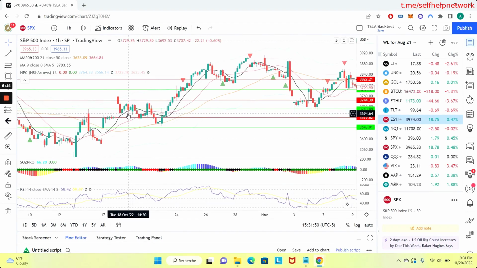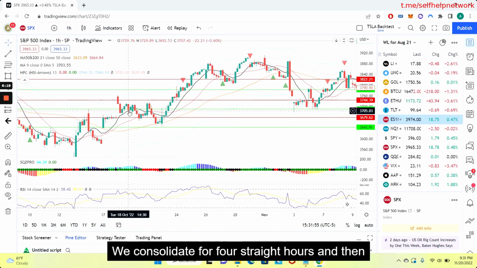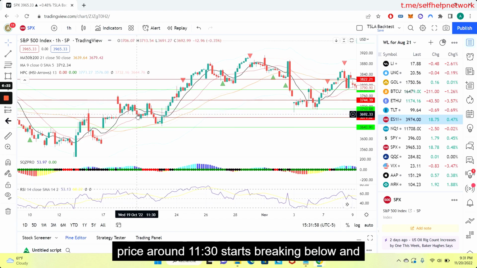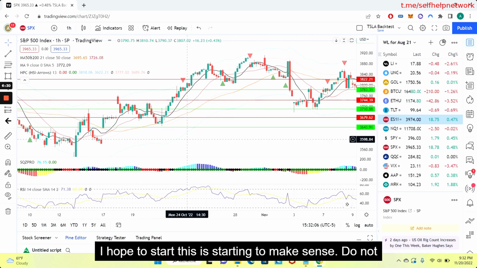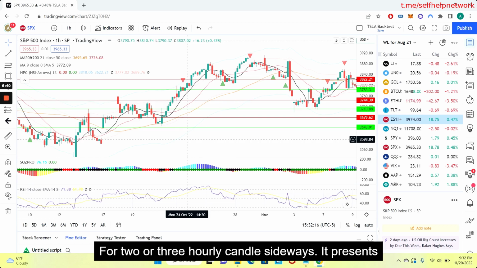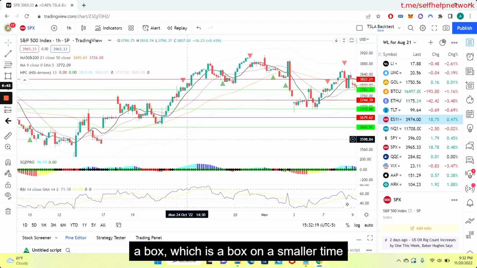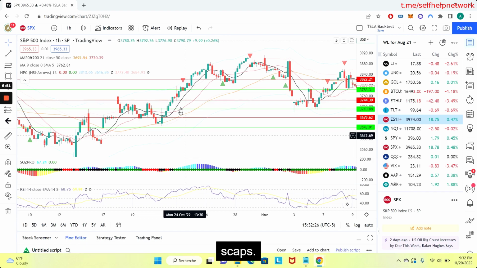All right, this one for example. We open next day in the range of the previous day. We consolidate for 4 straight hours, and then price around 11:30 starts breaking below, and that will be your scalp opportunity of the day. I hope this is starting to make sense. Do not try and play the action right at the open. You wait for the initial volatility to die down, for 2 or 3 hourly candles sideways. It presents a box, which is a box on a smaller time frame. It presents a range on the hourly charts, and you take the breakout of that range, and that works out wonderfully for scalps.